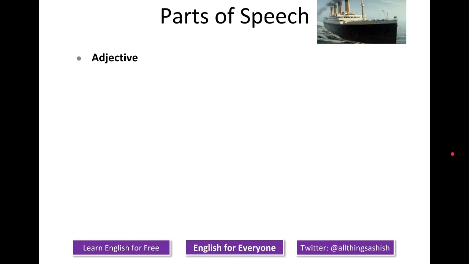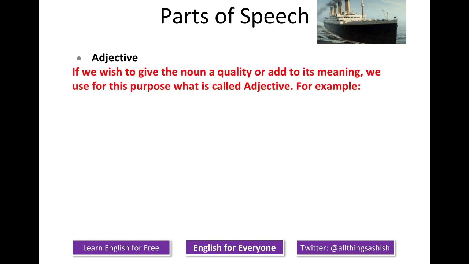Okay, so what's an adjective? And can you give some examples for adjective? Well, adjective, if we wish to give the noun a quality or add something to its meaning, we use for this purpose what is called adjective. For example, Titanic was a fine ship. So in this sentence, fine is acting as the adjective because it tells us about the quality of the ship, Titanic.